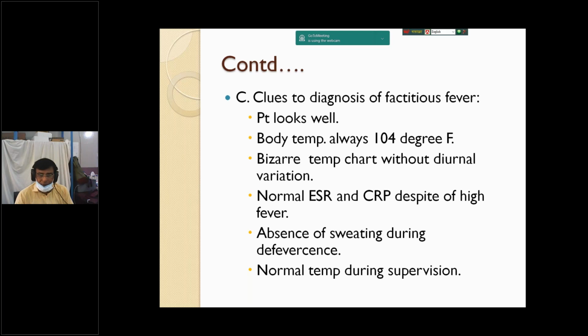Third question was, what are the clues for diagnosis of factitious fever? The first criterion of factitious fever: patient looks well. Body temperature always 104 degree Fahrenheit, and bizarre temperature chart without diurnal variation. Normal ESR and CRP despite high fever. Absence of sweating during defervescence, and normal temperature during supervision. So these are the 6 criteria for diagnosis of factitious fever.